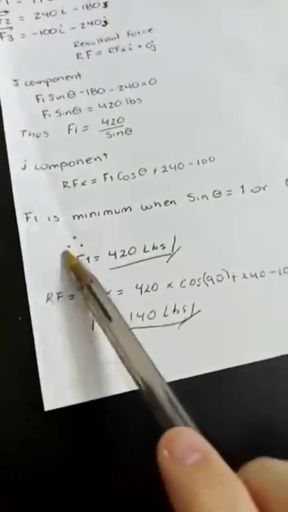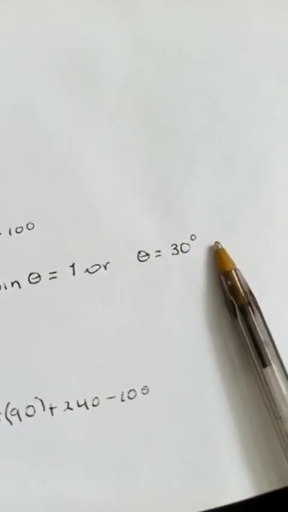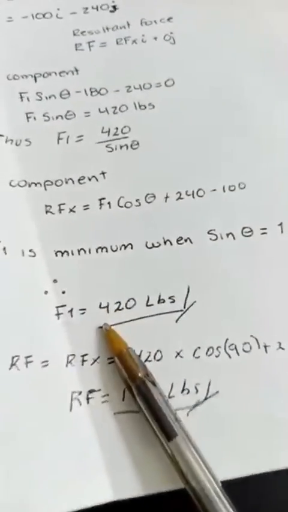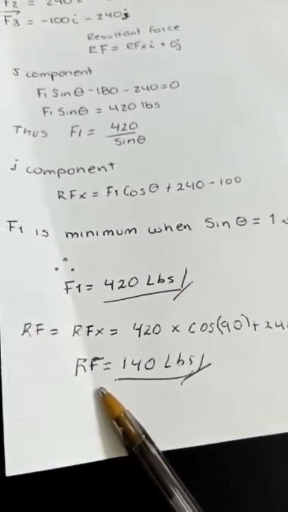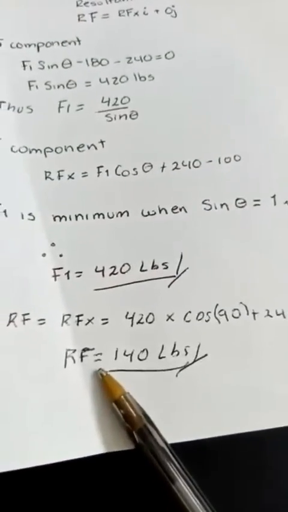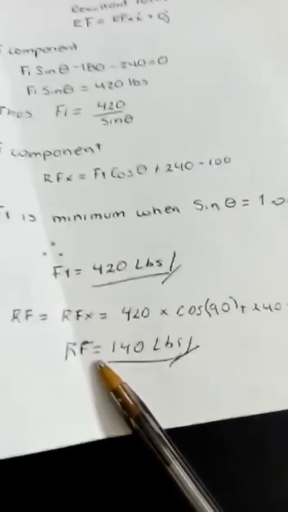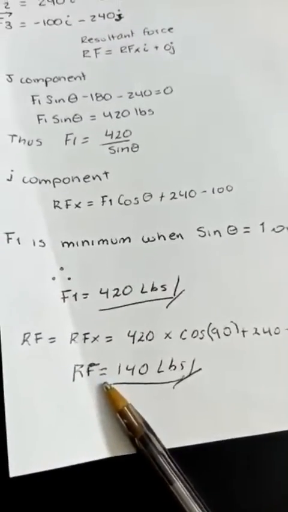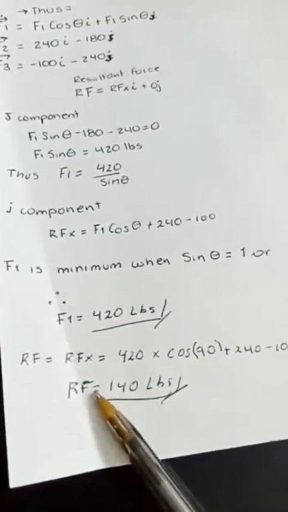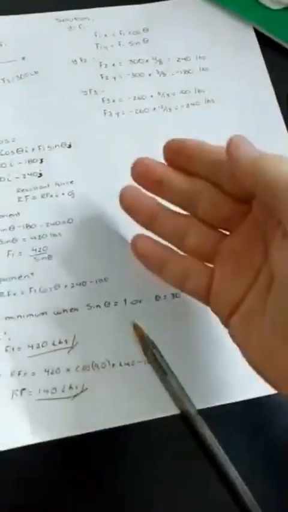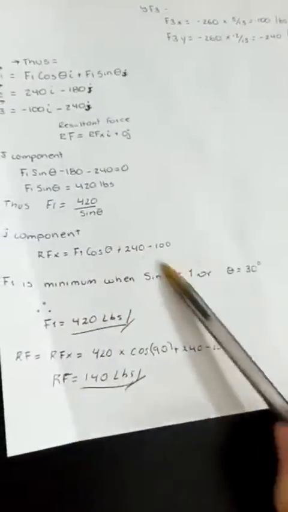So we can conclude that f1 is minimum when sine theta equals 1 or theta equals 30 degrees. Thus f1 equals 420 pounds, and the resultant force equals 140. And this is it. That's the end of the result. That's your final solution. This is the result.